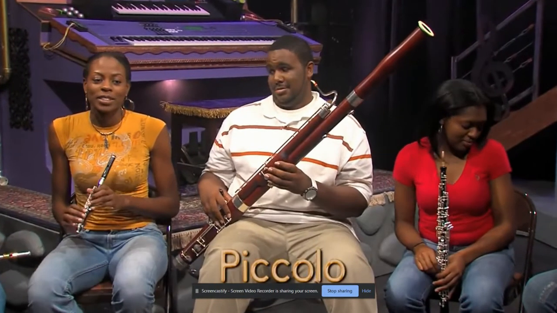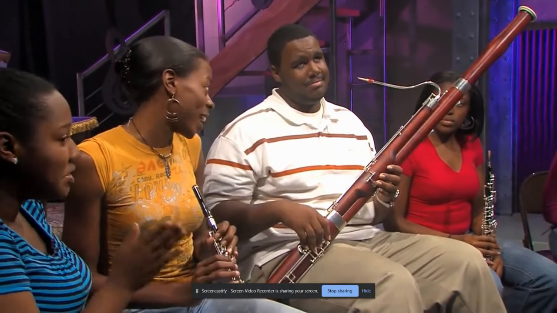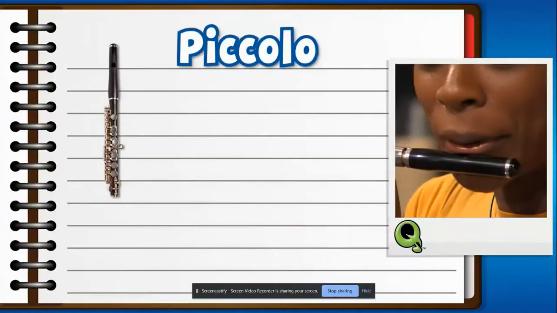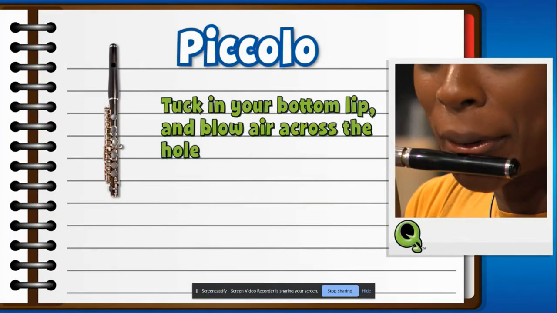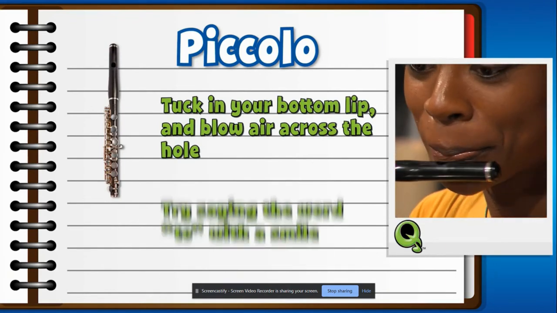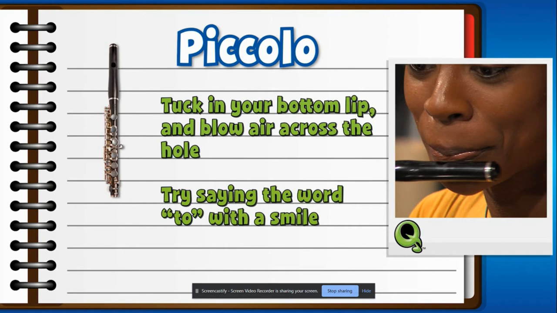The piccolo is so cool. It plays higher than any other woodwind. In fact, it is the highest instrument in the orchestra, and you can play it in a marching band. I love it. To play the piccolo, you tuck in your bottom lip and blow air across the hole. Try saying the word two with a smile. This is the mouth shape you'll need to play the piccolo.